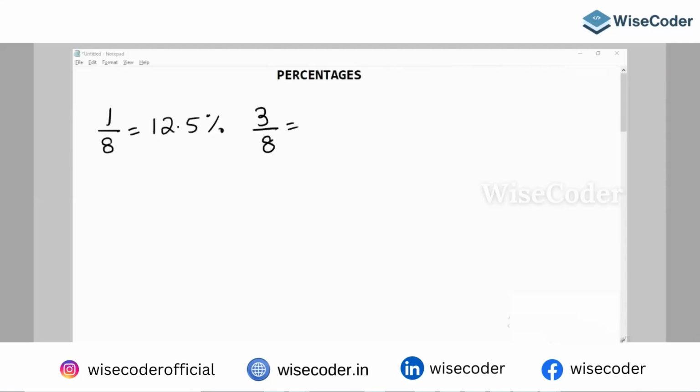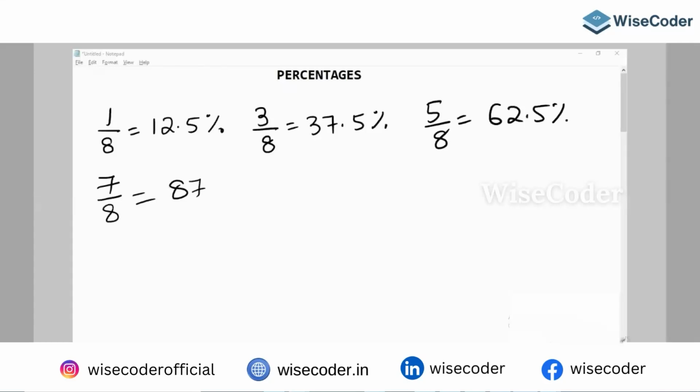3 by 8. What is 3 by 8? 37.5%. 5 by 8. What is 5 by 8? 62.5%. What is 7 by 8? 87.5%. Okay, next.